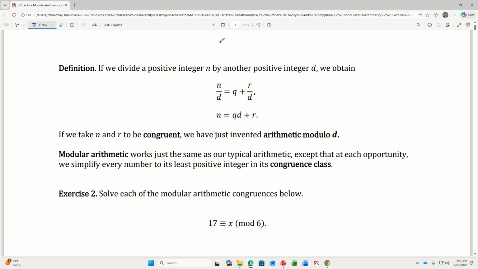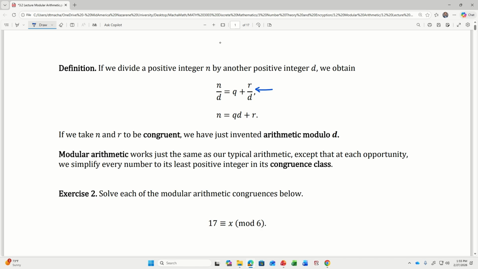If we divide a positive integer n by another positive integer d, then what you obtain is this. This is what I teach my college algebra students about taking what might be an improper fraction and rewriting it as an integer plus a proper fraction. And this is sometimes called the division algorithm.